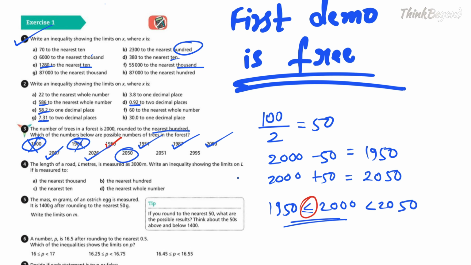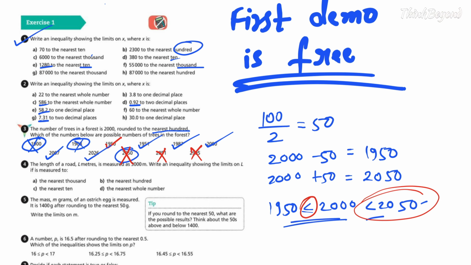2050. 2050 is false. Why? Because it is less than, there is no equal to sign written, right? So 2050 is not possible. Now for 2051, it is greater than this one. It should be less than. So this one is also not possible. Now 2995, it is also greater than this one. So this is also not possible.